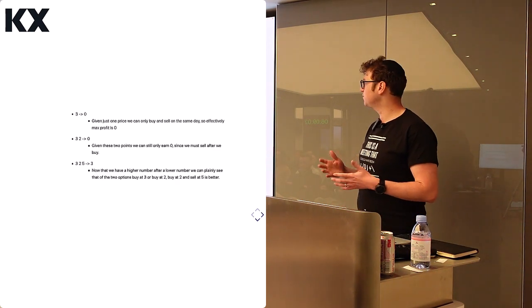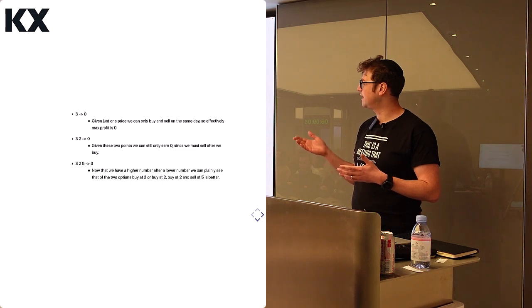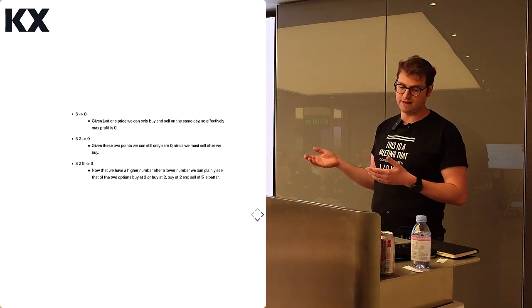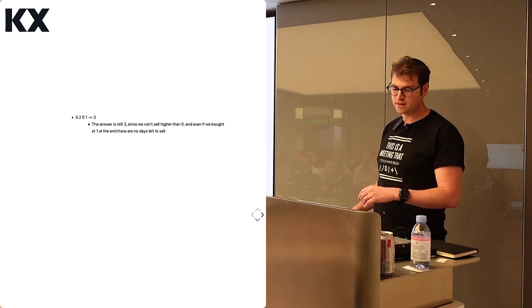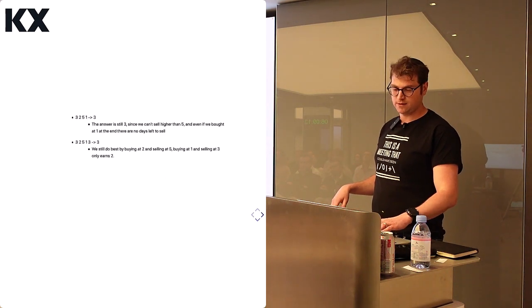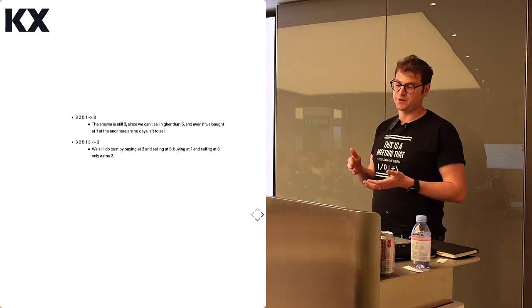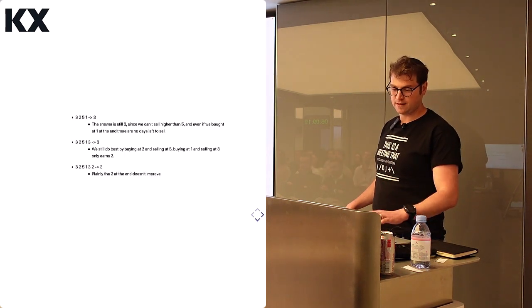With 3, 2, 5, now you can make a profit because you can buy at 3 and sell at 5, or you can buy at 2 and sell at 5. Either way, you prefer to buy at 2 and then sell at 5, so that gives you 3. Adding 1 doesn't help you, and adding 3 again doesn't really help you. Your best choice is to buy at 2 and sell at 5.